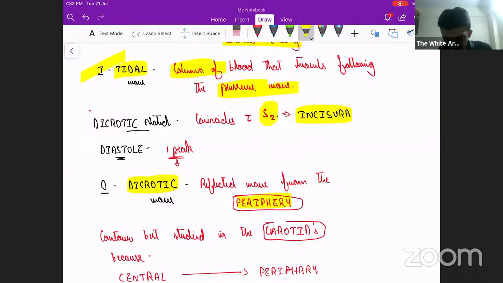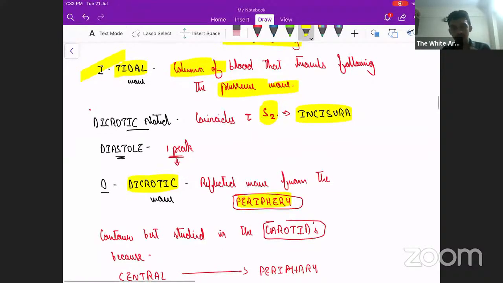P wave becomes steeper. Okay, fine, good. So yeah, the contour of the wave changes. You won't have the same contour as seen in the carotids. You know why this happens? One is because the column of the blood travels slower, so that will almost get eliminated. So only two components will come into the picture.